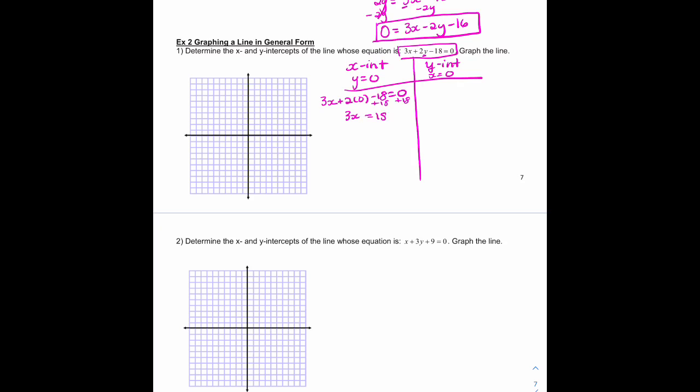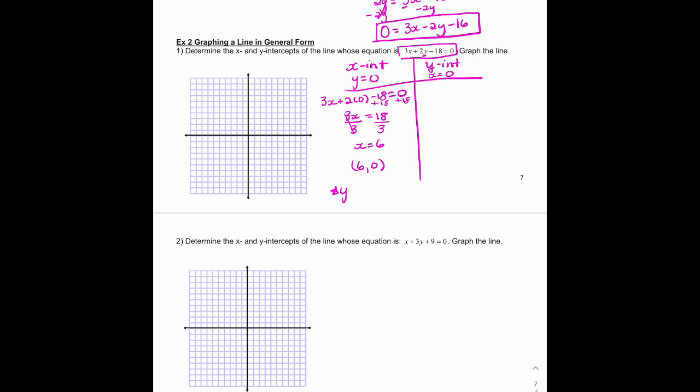So that gives me 18. Then to solve for x, I divide both sides by 3. 3 divided by 3 is 1. 18 divided by 3 is 6. So x is equal to 6. So this point is 6 and 0. Okay, x-intercept, my y value will always be 0.